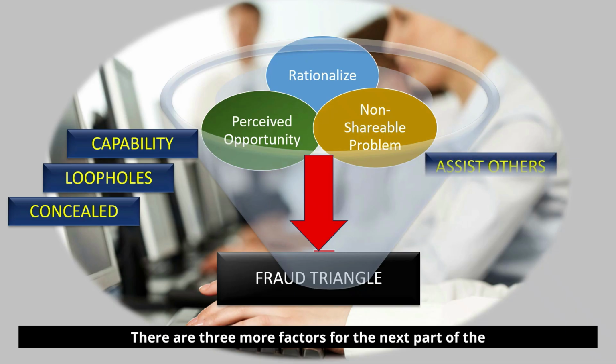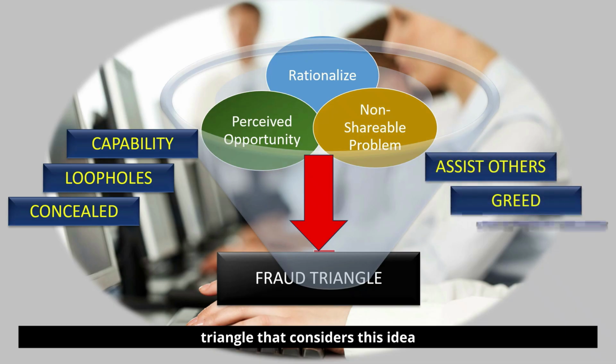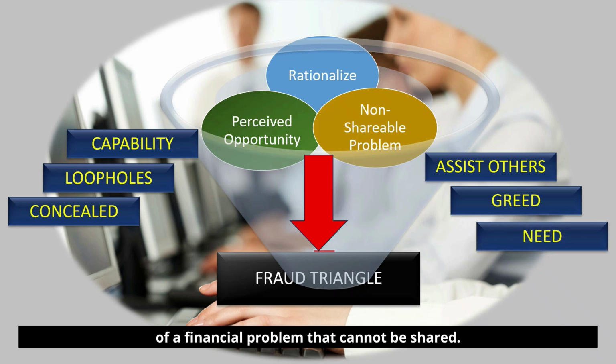There are 3 more factors for the next part of the triangle that considers this idea of a financial problem that cannot be shared. Some people are driven to fraud because of forces they can't share with others, who may have been able to offer an alternative. These forces are so strong they supersede society's view that people should be honest. They tend to be summed up as personal need or greed.